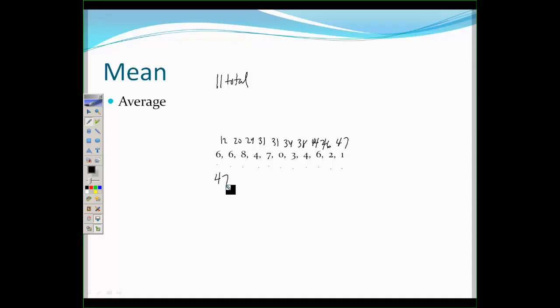To find the average, I take my sum divided by the total number of different numbers there are. 47 divided by 11 equals... I'll get my trusty calculator out here. I'm going to calculate that it is 4.27 if I round to the nearest hundredth. That would be an example of mean.